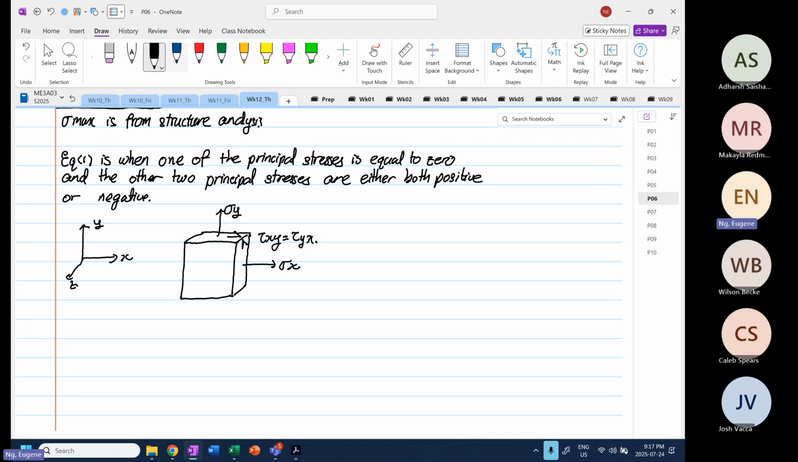Then we will label this now. This is our point X. This is our point Y. And this is our point Z. Okay.